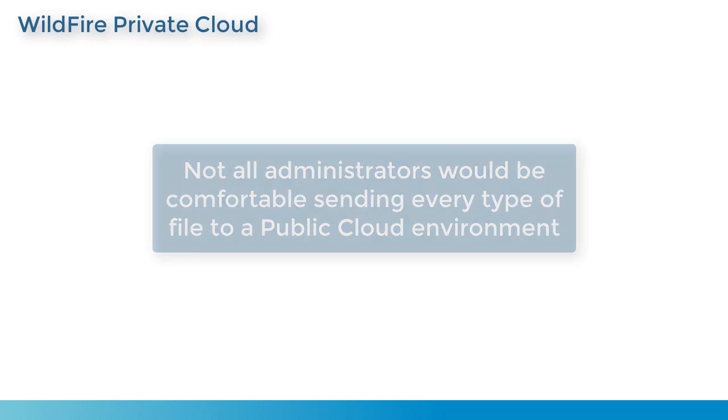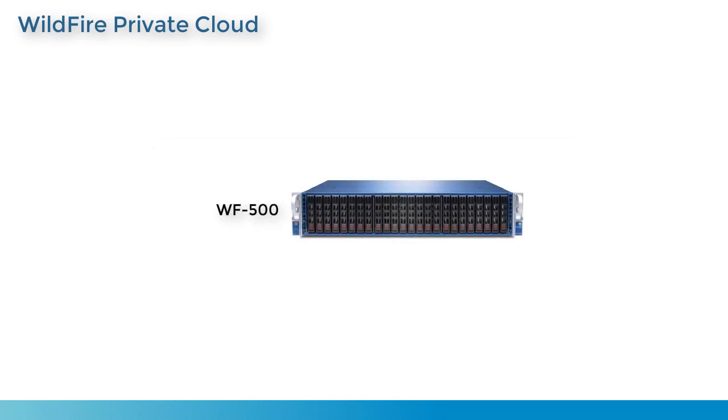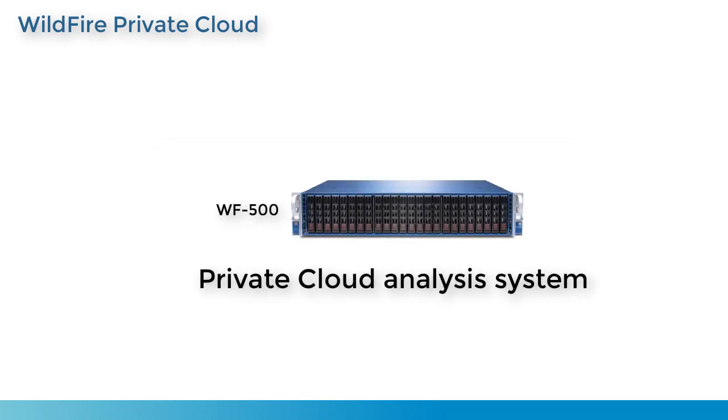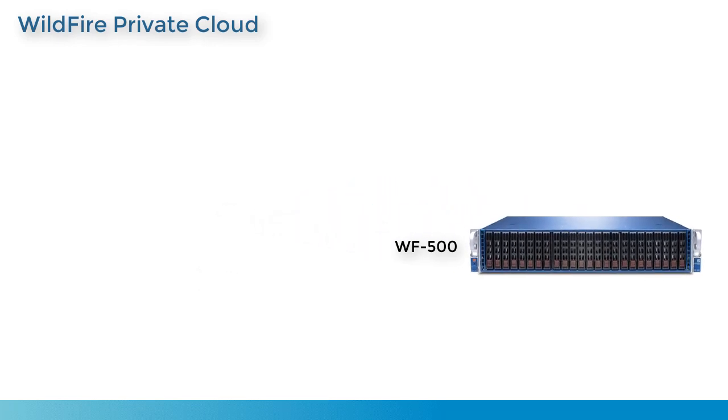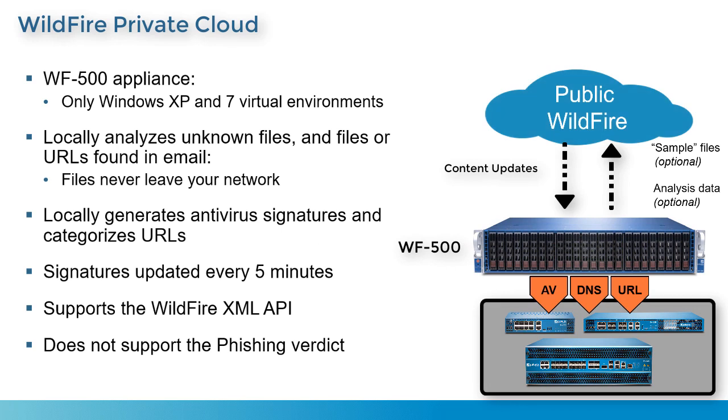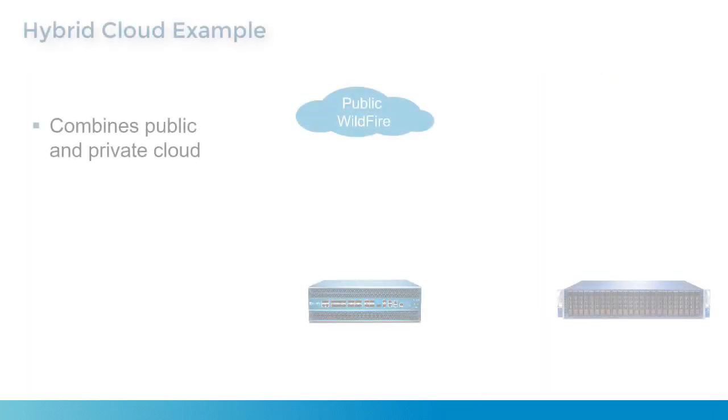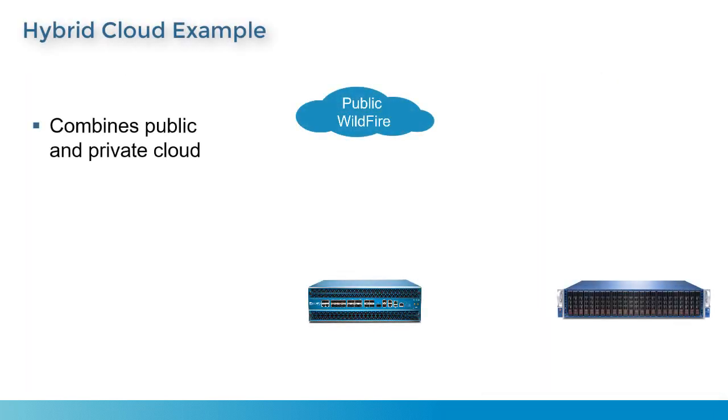Now, not all administrators would be comfortable sending every type of file into a public cloud environment. For this reason, we make available the WF500, which we call a private cloud analysis system. The private cloud analysis system can detect malicious files and malicious links and generate signatures to block their propagation. The signatures are made available for the firewall to pull on an every 5-minute basis. Also, the WF500 has an XML API, which you can programmatically interact with to do a lot of the same functionality.